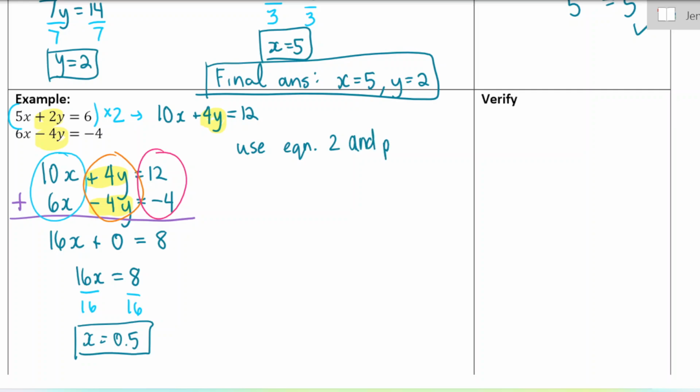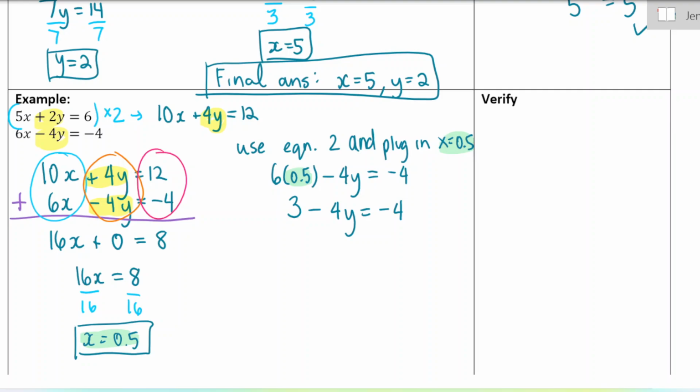And plug in x equals 0.5. So it'll look like this. 6 times 0.5 minus 4y equals negative 4. So where the x used to be, I'm going to put the answer that we think it's equal to. So we'll have 3 minus 4y equals negative 4, and I'm going to use opposite operations now to solve for y.